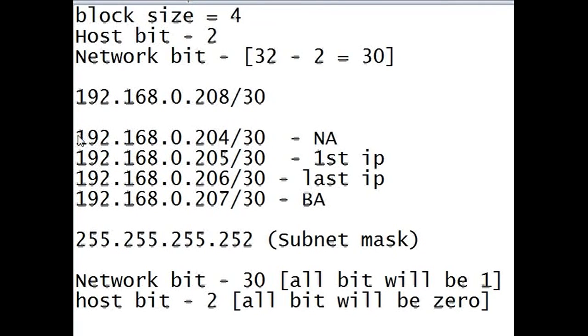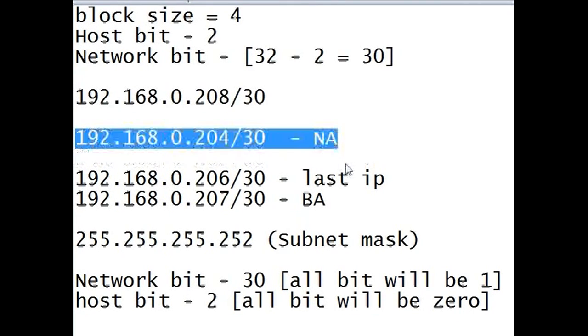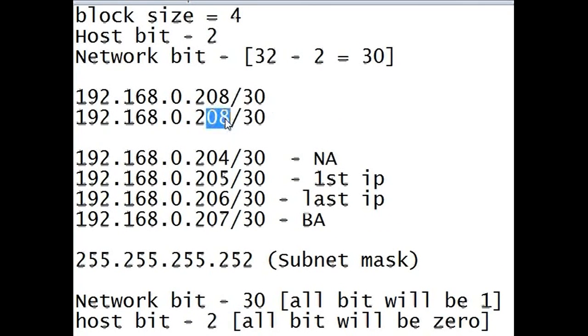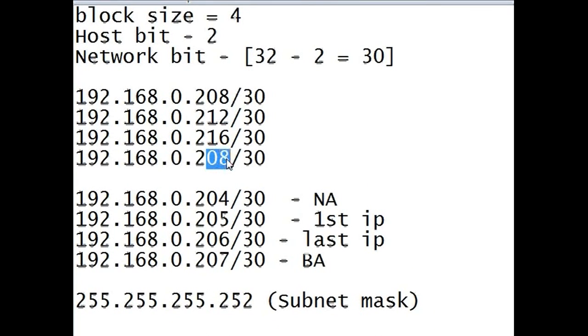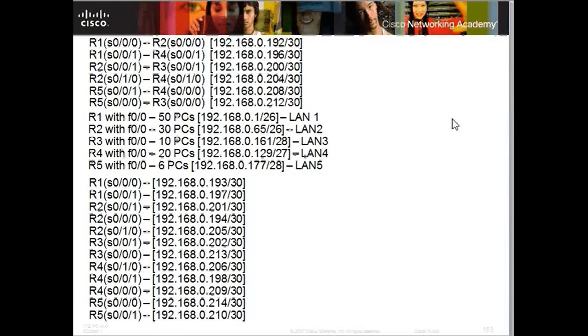You have to go for the calculations. So many subnetworks we can create now, and these are the calculations. We can create after 208, it will be 212, then 216, 220, continuing like that. So you have to keep on calculating all this. This is for 204, then you have to calculate for 208 and all those things. So let's see how many subnetworks I have created: 192 network, 196 network, 200, 204, 208, 212. So I am allotting each and every IP to the router.